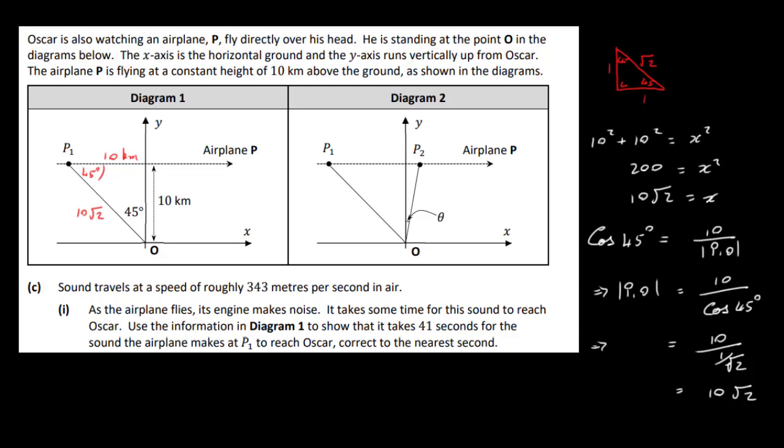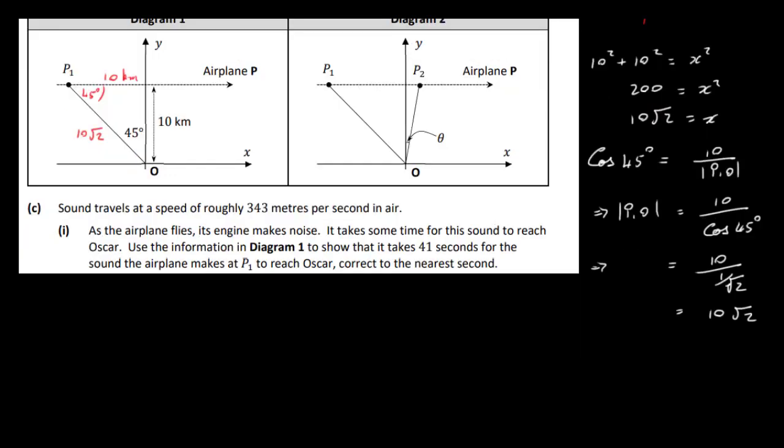Okay, so what do we have to do anyway? Use the information in the diagram to show that it takes 41 seconds for the sound the airplane makes at P1 to reach Oscar, correct to the nearest second. So we're looking at speed is equal to distance over time here. So we know that speed is equal to distance over time, and we were looking for time here, so that means time is equal to distance over speed.